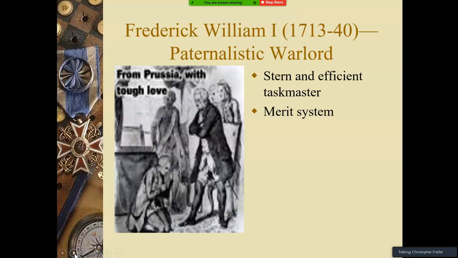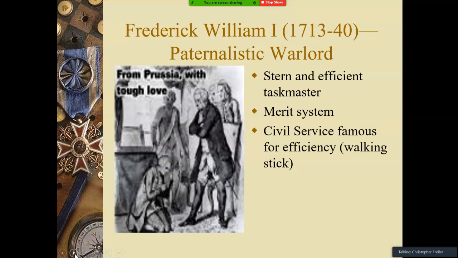He also introduced a merit system, which allowed the middle class to rise up within society if they contributed to the state. And he created the most efficient civil service. These are just government officials who perform functions on behalf of the people of those areas. And he increased the army in size to 75,000 men, but he didn't really use it in warfare.